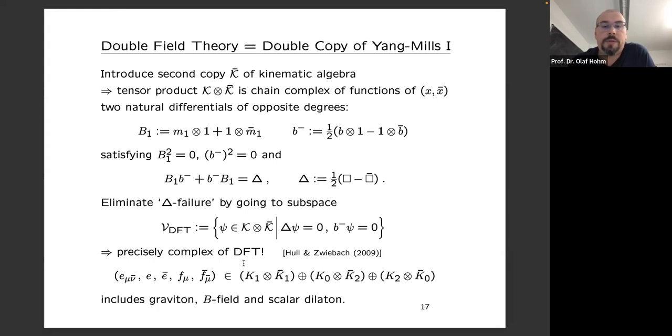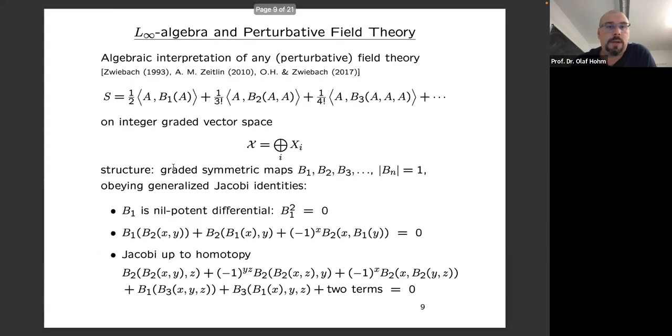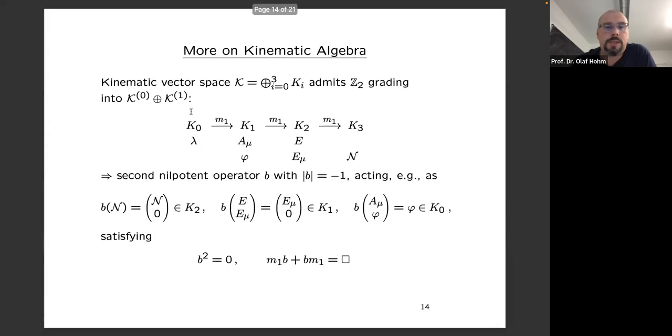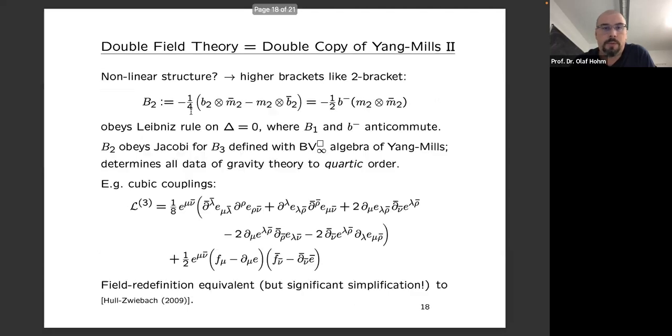But of course, in terms of the general dictionary between L-infinity algebras and field theories, that's just the free theory. So if you go back to the general dictionary, what we have is the differential, so the B1, which defines the quadratic term, or the linear part of the equations of motion. So that's just the free theory. Not too exciting. So what about the nonlinear structure? What about the higher products of the algebraic structure? Or what about the interactions of this field theory, double field theory?